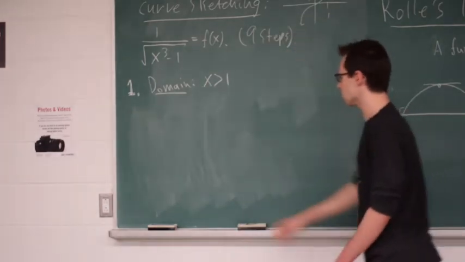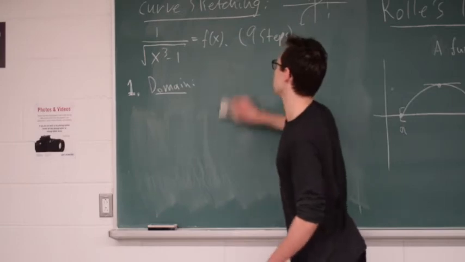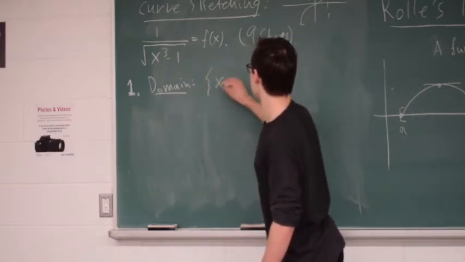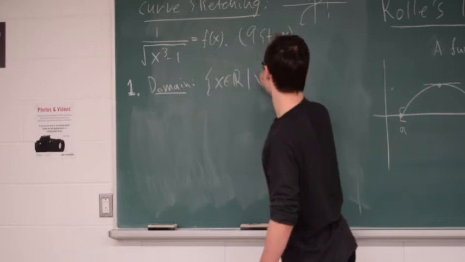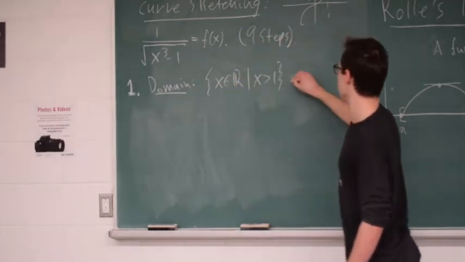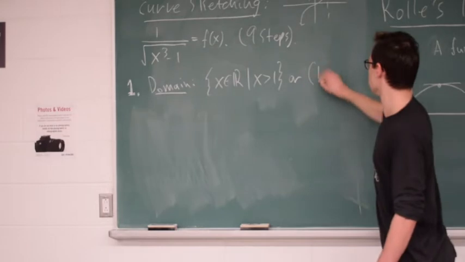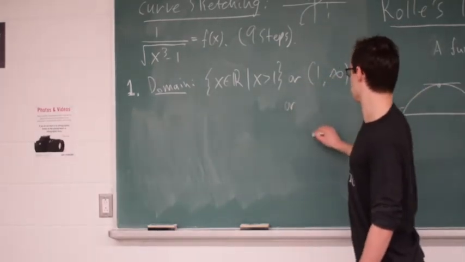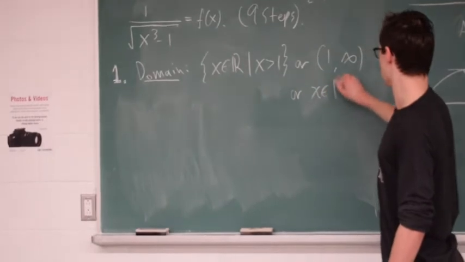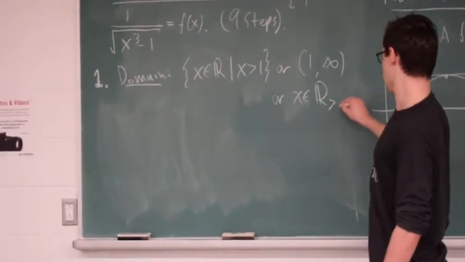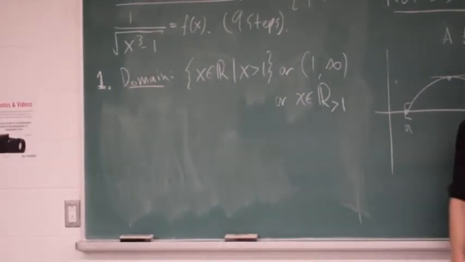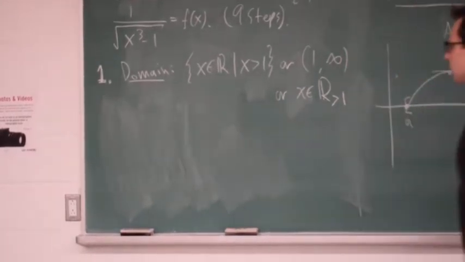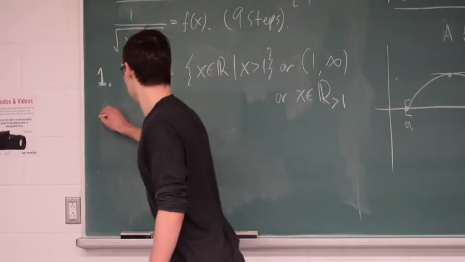How do you write it, by the way? This is sloppy notation. You can write it like this: the set of all x's in R such that x is bigger than 1. Or you can write it like this, 1 to infinity. Or you can write it like this, x belongs to R greater than 1. Take your pick. So, there's the domain. What is step 2?